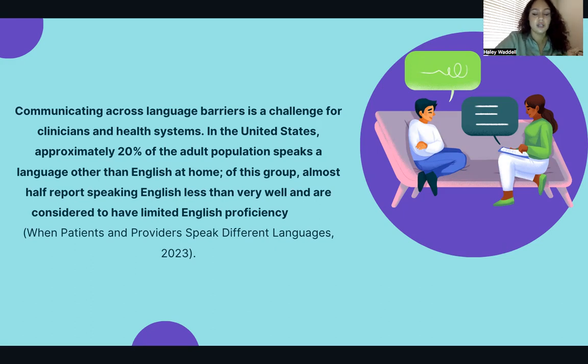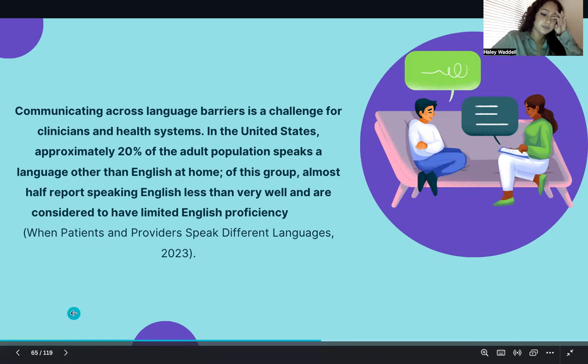And communication is a big part of having a relationship with that patient. So it's important that you're able to be prepared to have just as meaningful a relationship with them as you do with your English speaking patients. And honestly, it really takes even more work, but it's more important to them as well.